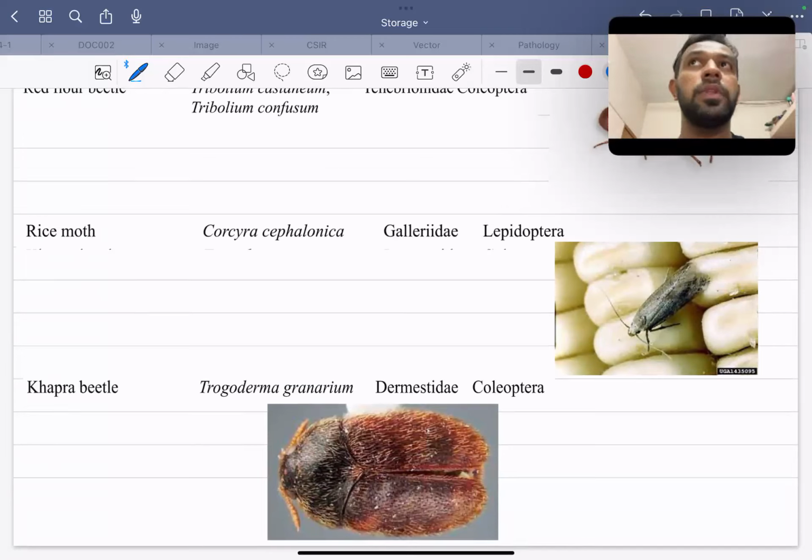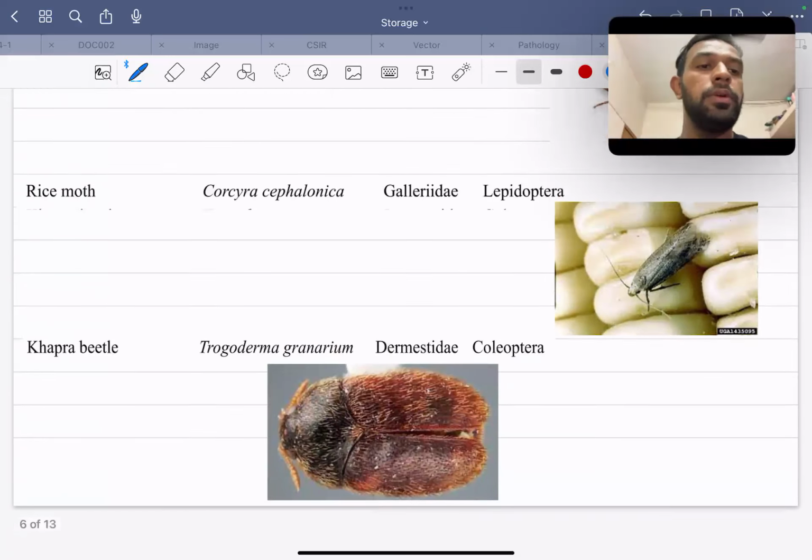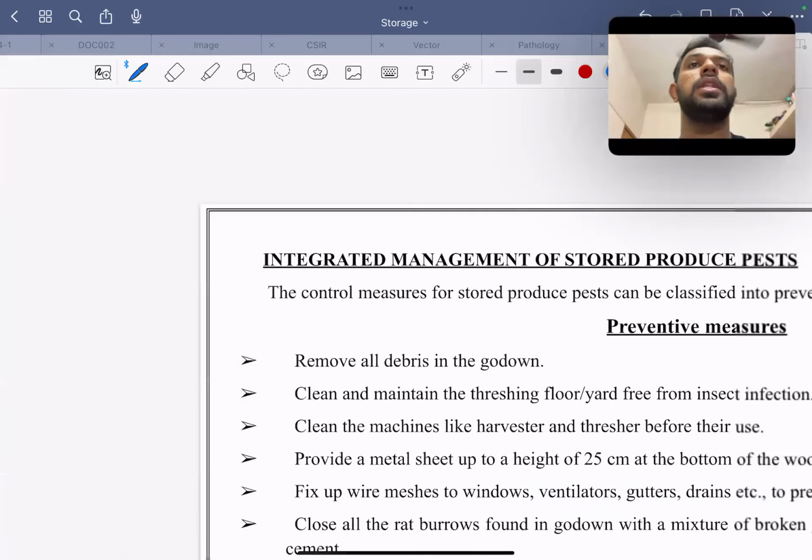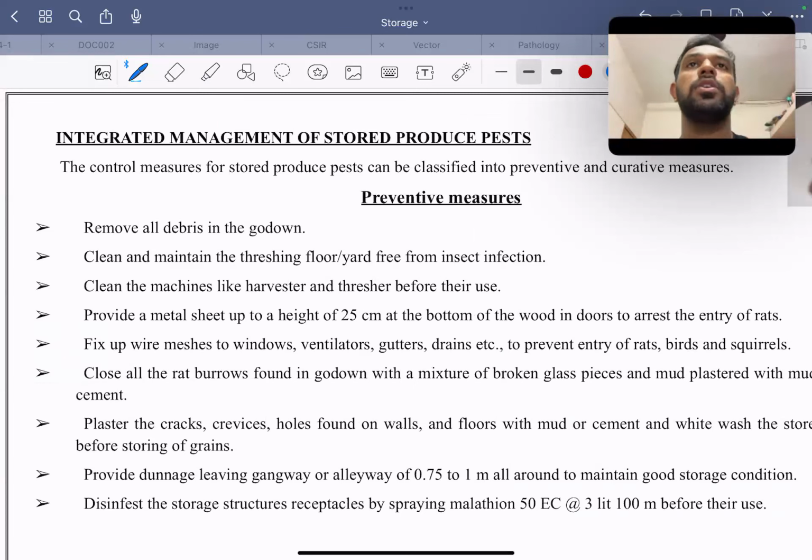So this pest is also important. This Khapra beetle is an external feeder belonging to the Dermestidae group of Coleoptera. So that is also there. Then comes the integrated management of stored pests. Okay, this is the important section where we deal with how we can manage them properly.